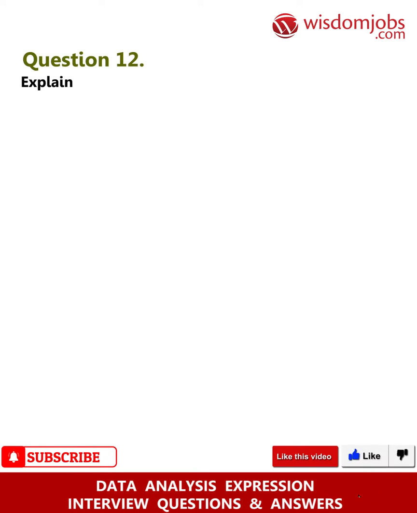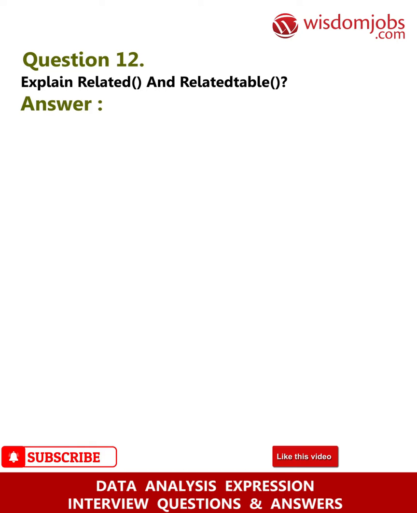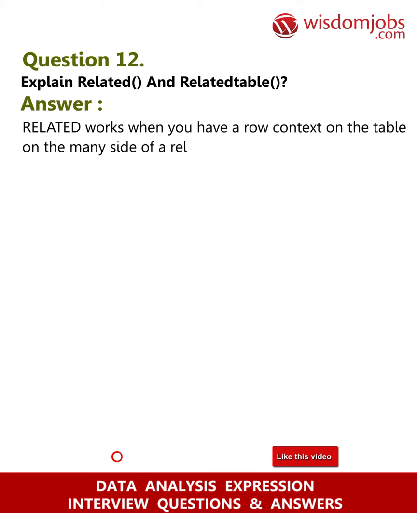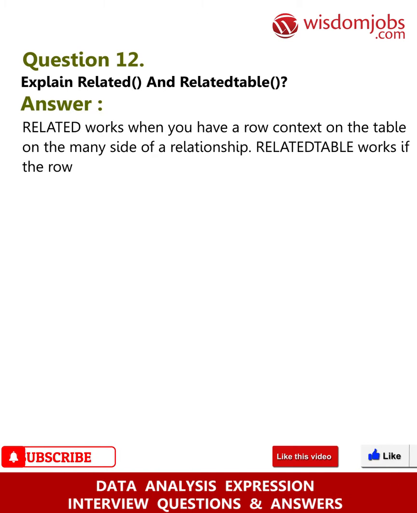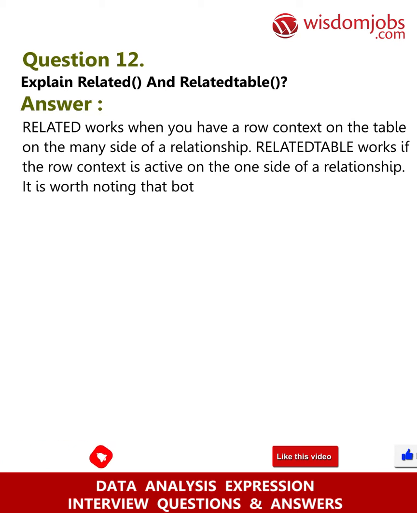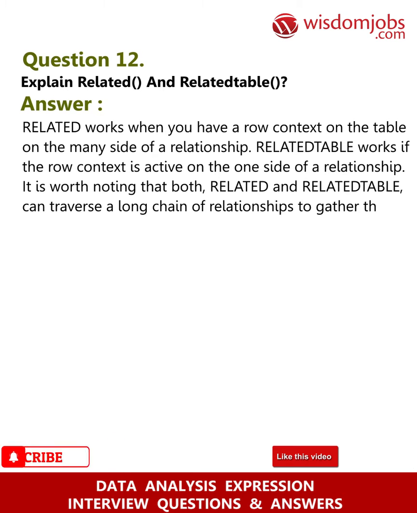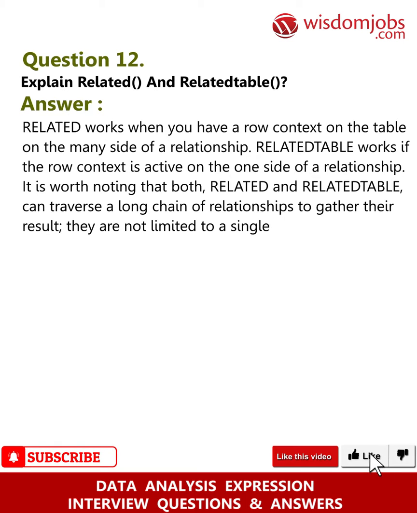Question 12. Explain RELATED and RELATEDTABLE. Answer. RELATED works when you have a row context on the table on the many side of a relationship. RELATEDTABLE works if the row context is active on the one side of a relationship. It is worth noting that both RELATED and RELATEDTABLE can traverse a long chain of relationships to gather their result. They are not limited to a single hop.